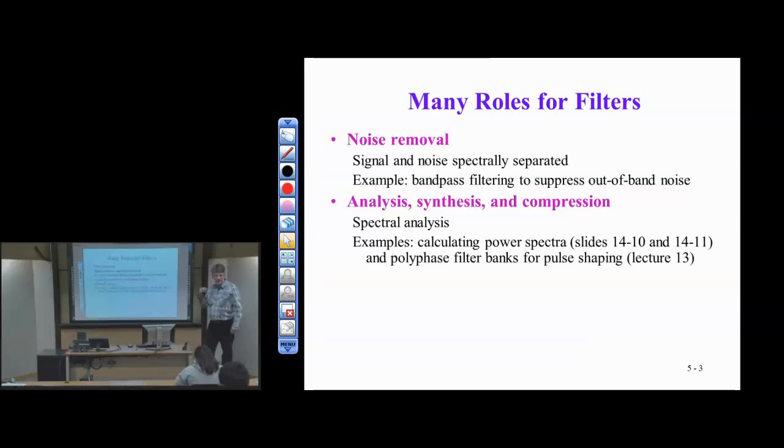Go ahead. Is the purpose of this pulse shaping to force the signal to a certain region in order to be able to transmit? Maybe if there's other signals existing in the same band. Yeah, that's right. So the question was, is the pulse shaping's role to put the signal that we're going to transmit in a certain band of frequencies?